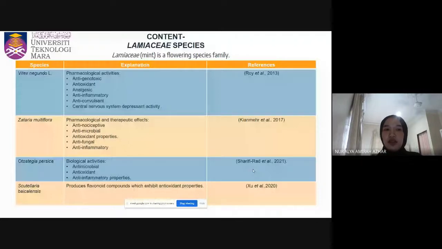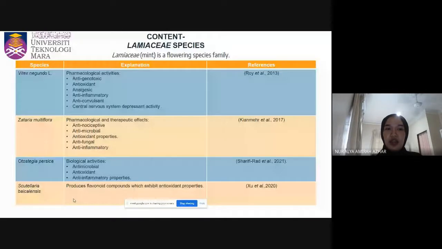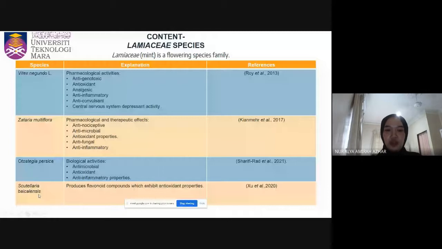This is 4 out of 10 species, which are Vitex negundo L, Zataria multiflora, Otostegia persica, and also Scutellaria barcelensis. These 4 species either have pharmacological activities or therapeutic effects. For example, Vitex negundo L has anti-genotoxic, antioxidant, analgesic, and many more properties. And next is the Scutellaria barcelensis. It is a species that has flavonoid compounds which exhibit antioxidant properties.